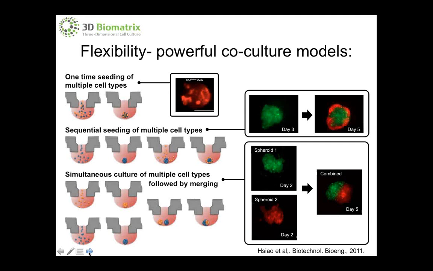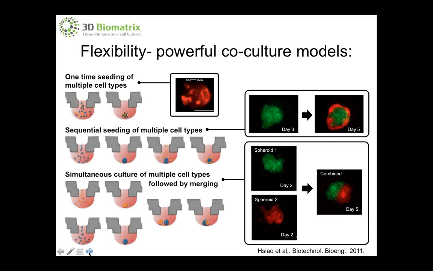Then across the next line down, you see sequential seeding of multiple cell types. In this case, it is green HEK cells being seeded to form a spheroid, followed by red HEK cells that are used to coat the spheroid. So you can do sequential seeding of multiple cell types to create a patterned spheroid. Again, being able to make the kind of model system you're trying to replicate.